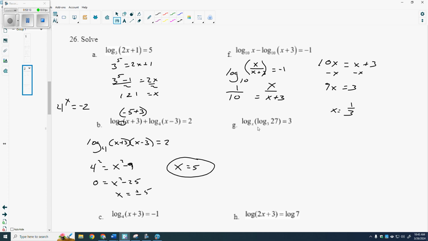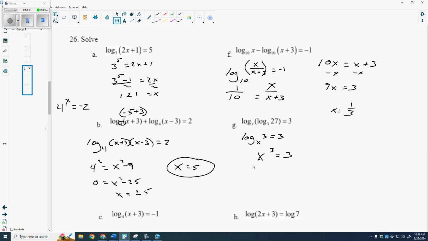Two options. We can switch forms right away, or we can just do the inside part. Since I can see that we can do the inside part, let's. What is the log of 27 base 3? 3 raised to what power is 27? 3. Switch forms. X to the third power has to equal 3.